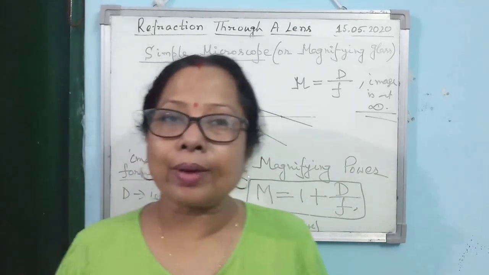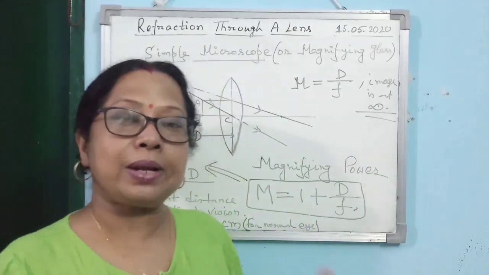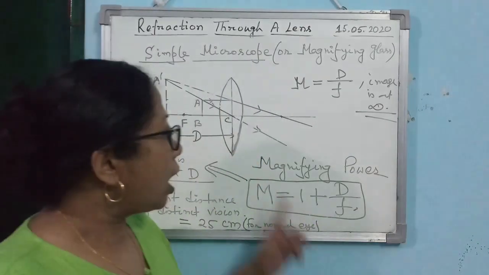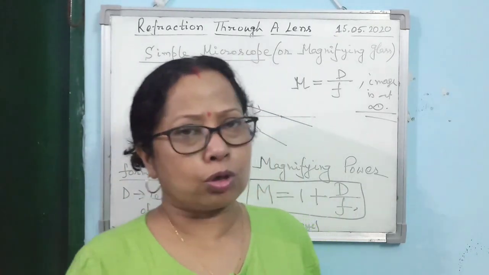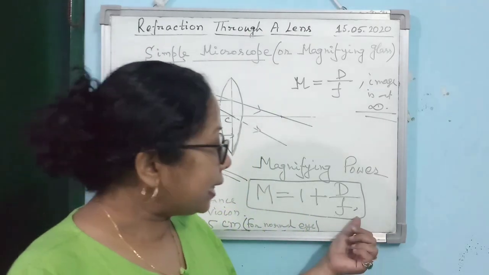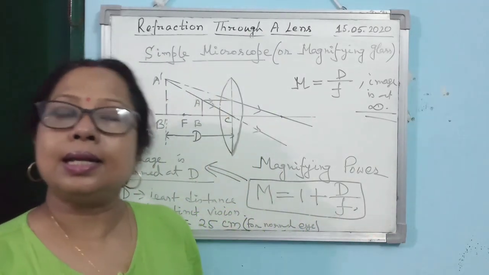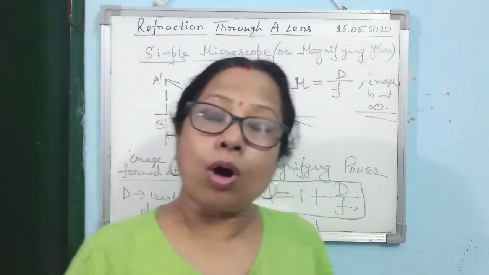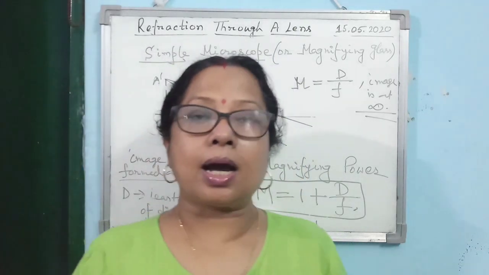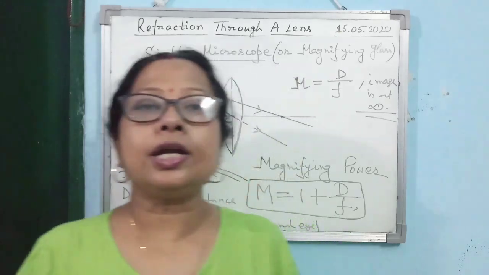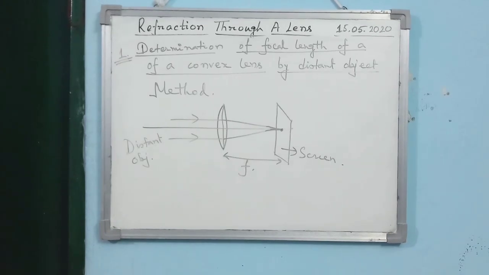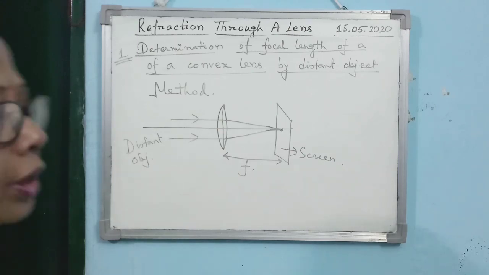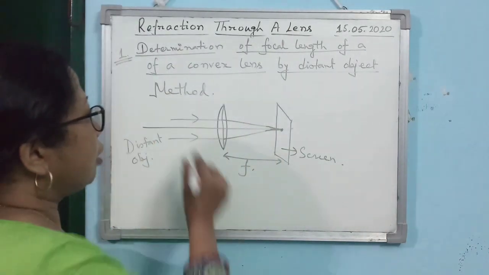I am repeating the question, and the answer also. Please note it down in the notebook: how to increase the magnifying power of a microscope? By decreasing the focal length of the convex lens used. Or you may write, by using a convex lens of shorter focal length, one can increase the magnifying power of a simple microscope. Next is determination of focal length of a convex lens by distant object method.